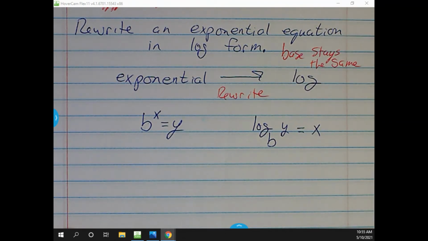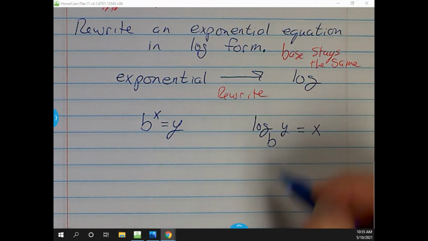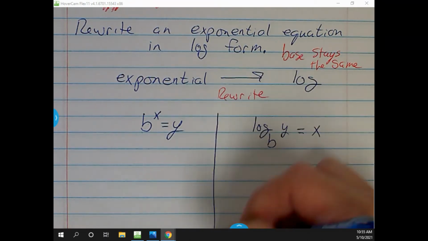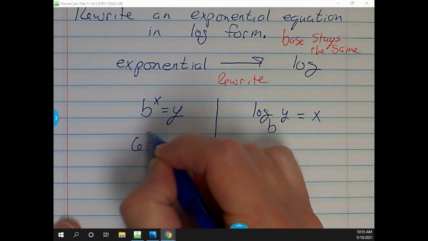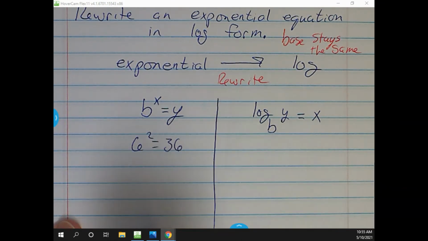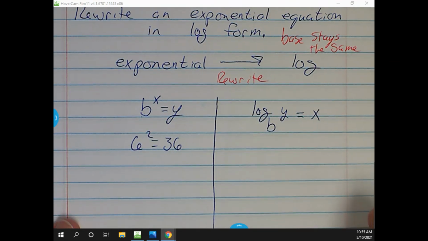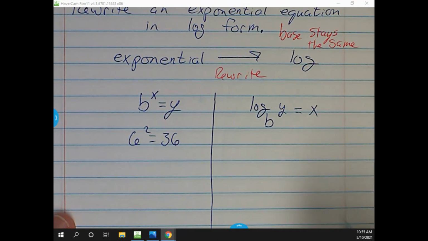Okay, so the base stays the same when you do these. Whether you go from log to exponential or exponential to log, the base is always going to be the same. Now, below this one, you can just make an X through it, and we're going to do some examples with different numbers in here. So let's say you have 6 squared equals 36, and they're going to ask you to rewrite it in log form.